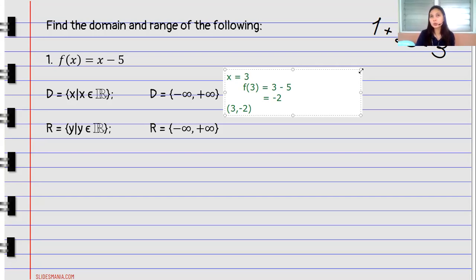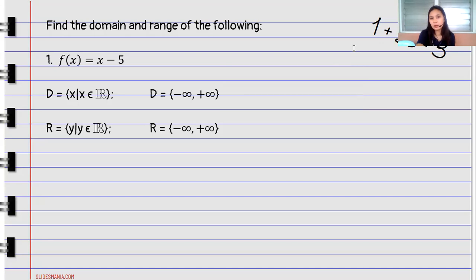Okay po? Questions po before I proceed with the next example. Questions, clarifications po? None po. Wala pa, okay po. So, I'll proceed. Make sure na wala pong question, ha?